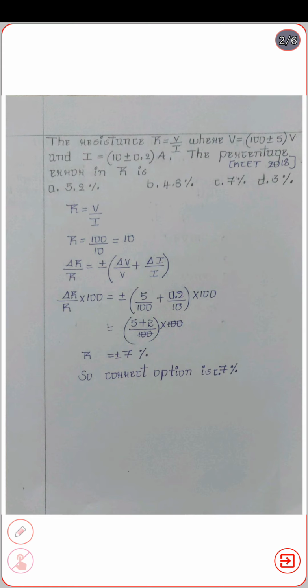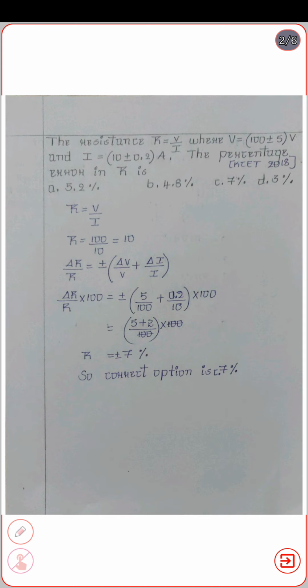So what is delta V here? 5. And what is the V value? 100. So 5 divided by 100 plus delta I value 0.2 divided by I value 10, into 100. So that gives us 5 plus 2 divided by 100, into 100. The 100 gets cancelled there and we are left with 5 plus 2, that's nothing but 7%. So what is the correct option here? The correct option is C, that is 7%.